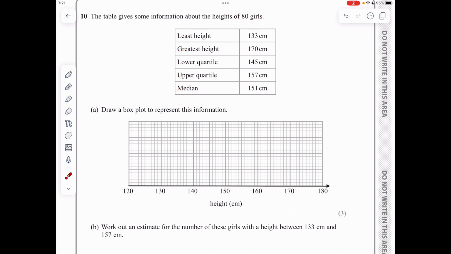I will start by using the lower quartile, the median, and the upper quartile to draw the box. So there it is. And then I extend to the left up to 133, which was the least height, and to the right up to 170, which was the greatest height. So this is the box plot.